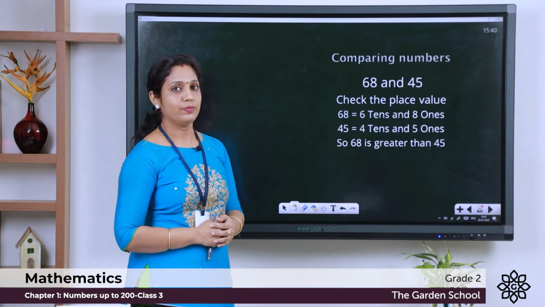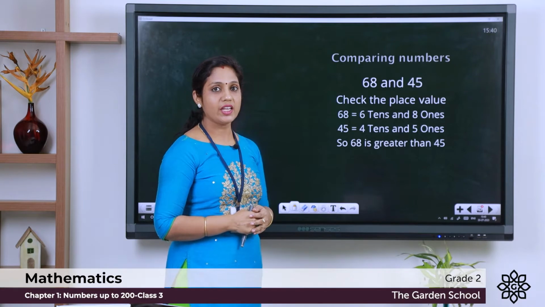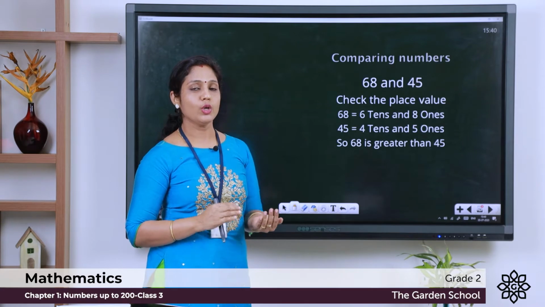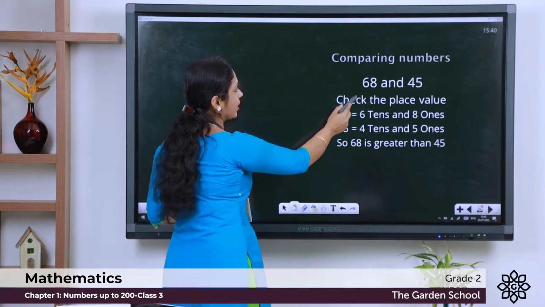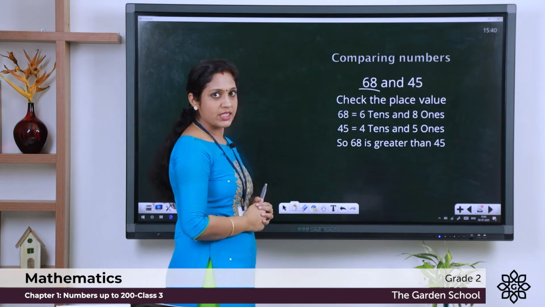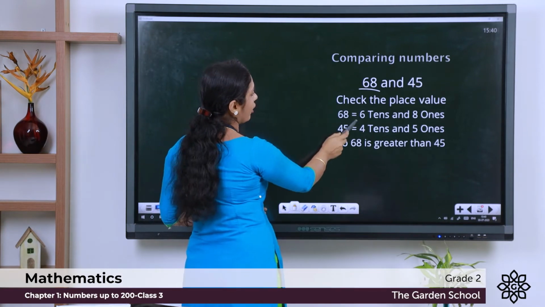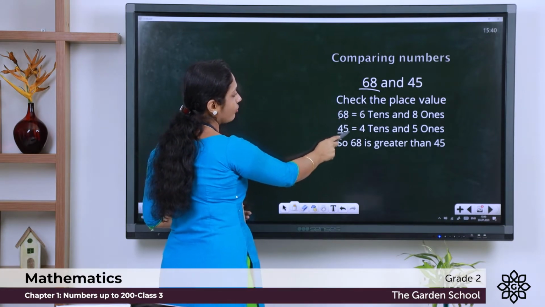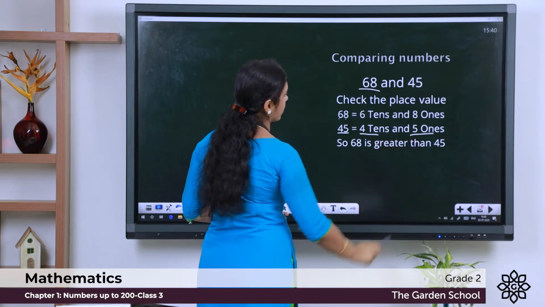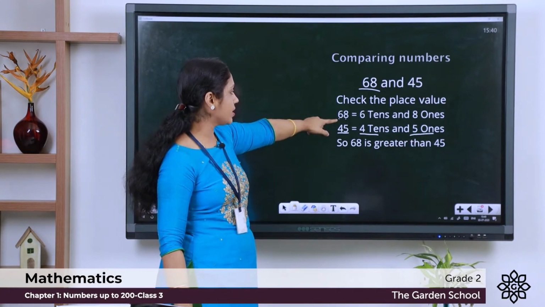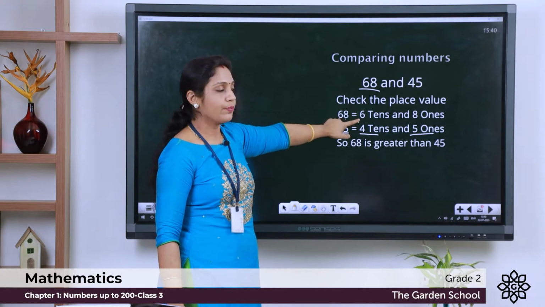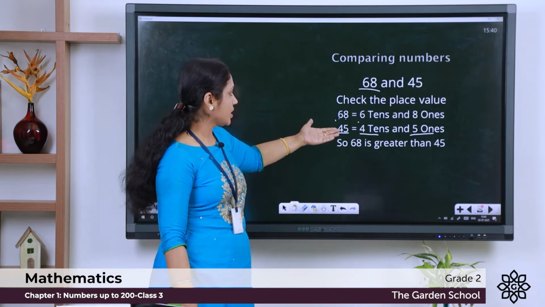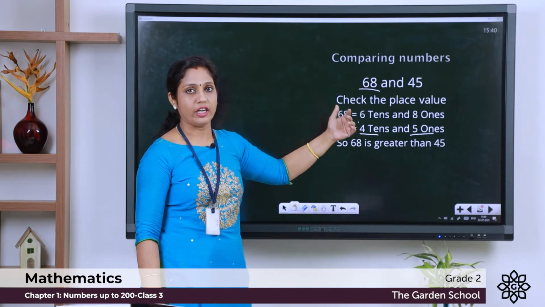Let's take another example. Here it is 68 and 45. Both are 2-digit numbers. So, how can we find out which is greater? Let's check the place value. In 68, we know there are 6 tens and 8 ones. And in the number 45, we have 4 tens and 5 ones. The number 68 has 6 tens. In the number 45, it is 4 tens. So, which will be greater? 68 is greater than 45.